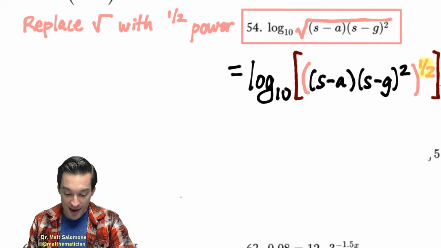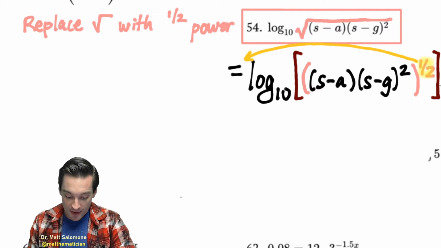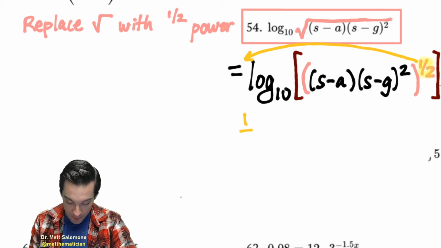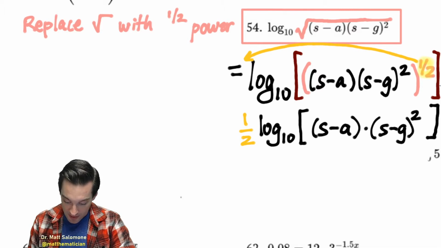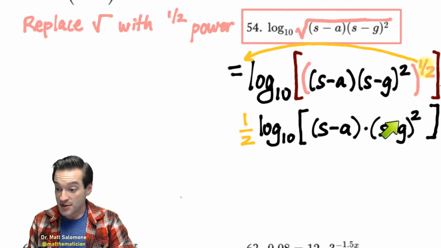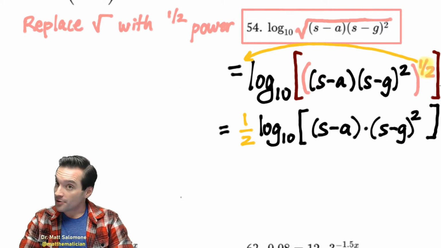So we'll take this 1/2, and using the properties of logarithms, we can bring that 1/2 out in front of the log as a factor. So we'll have here 1/2 times the base 10 log of, and then I have a product on the inside, s minus a times s minus g squared. Again, remembering that the square on my s minus g is applying just to the s minus g factor. All right, so far so good.